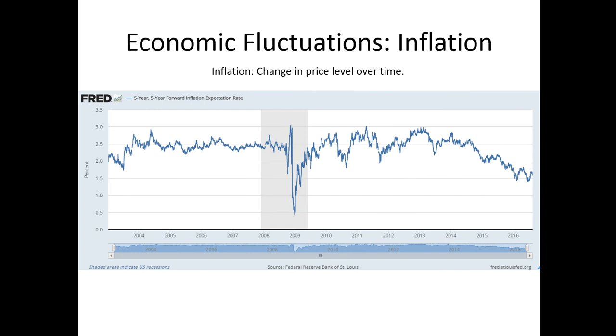Another example of why economic fluctuations are important is inflation. Inflation is the change in the price level over time. You want to think about everything having an average price. Inflation measures whether that's going up or down within a given time period, whether things are getting more expensive or less expensive. On average, inflation bounces around 2 to 2.5% over time. So what does this mean?